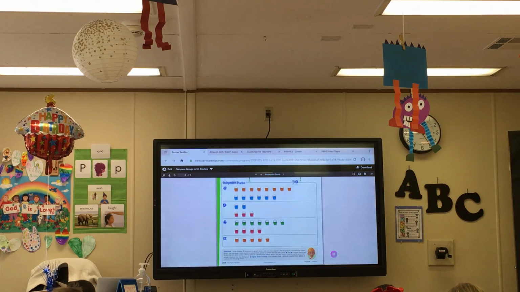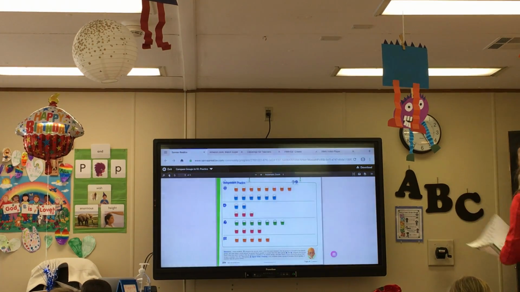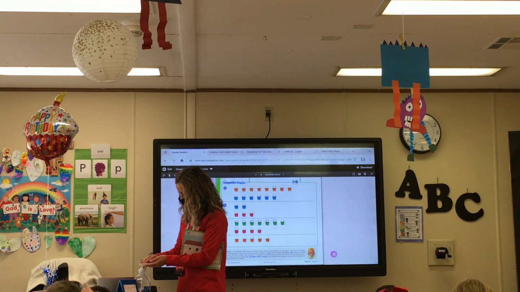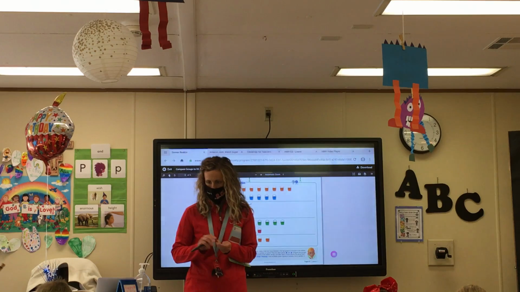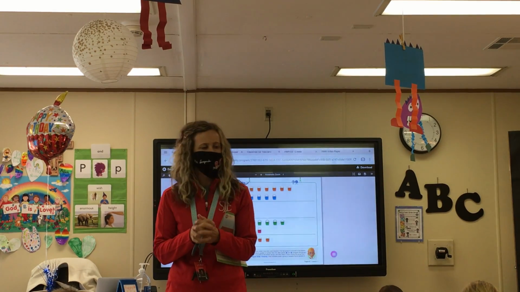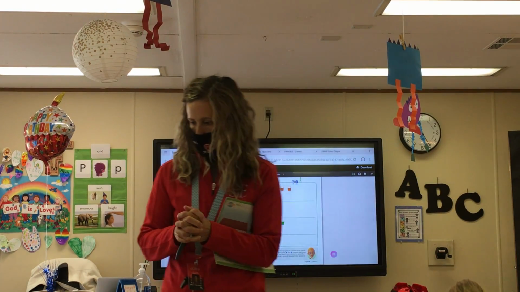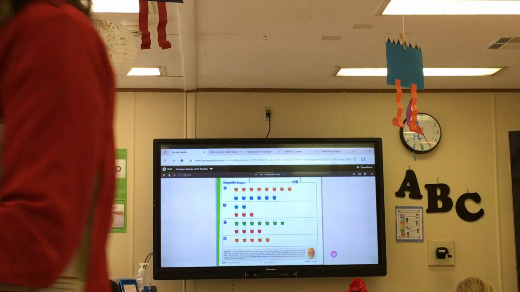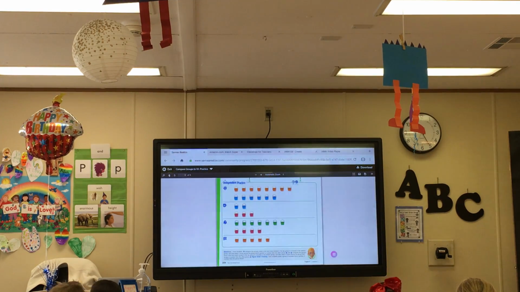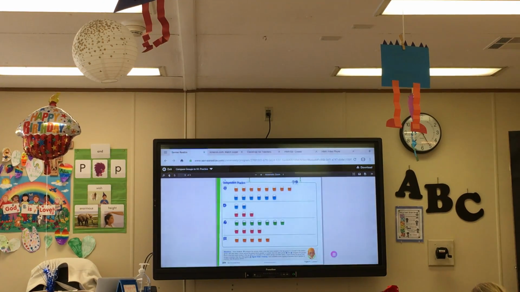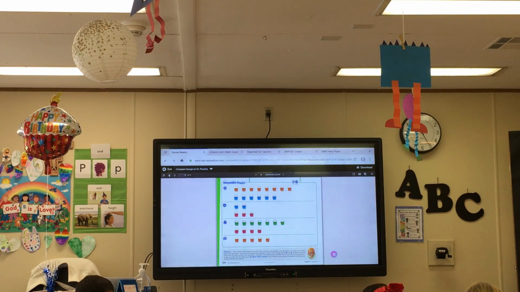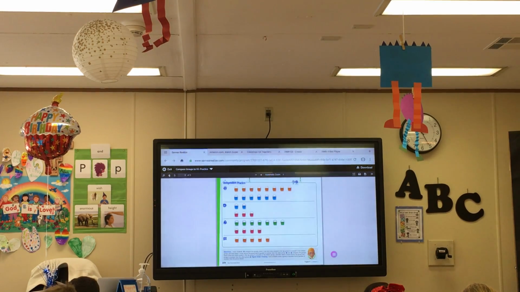All right, and number 6. Draw a circle around the group that is less in number. Circle the group that is less. Circle the group that has less. Okay, number 7, match them 1-to-1. We have green and red, it looks like. Match them 1-to-1. Cool. Match them 1-to-1. Sit up. Match them 1-to-1. And circle.